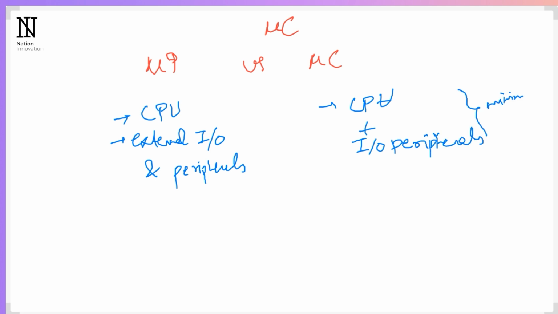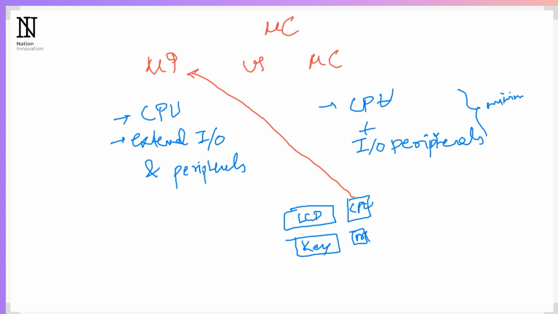For example, if you have a display, let's say LCD, then you have a keyboard, then you have a mouse, and you have a CPU. If you miniaturize only the CPU, it is called a microprocessor. But if you miniaturize all these things together, it is called a microcontroller. So in this lecture, we are going to see the 8051 microcontroller.